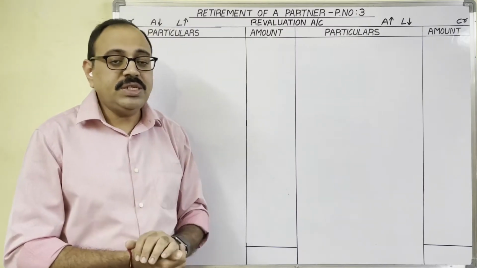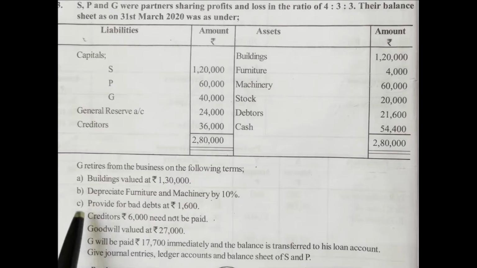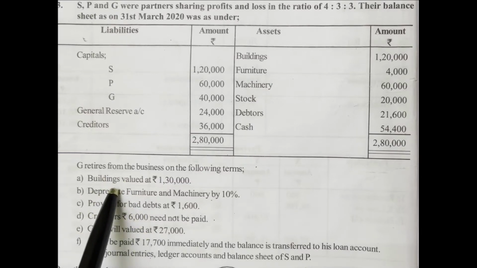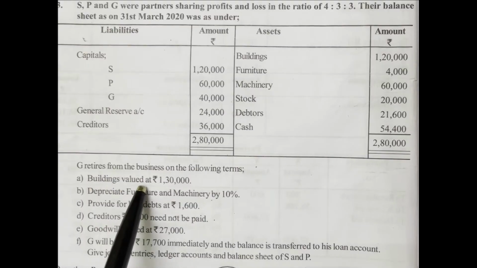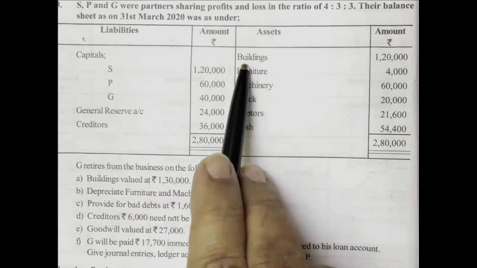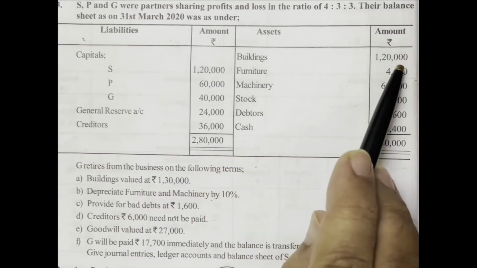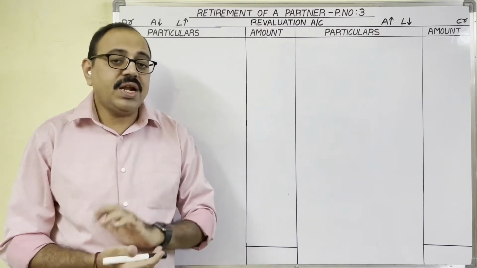Let us see the adjustments related to the revaluation account. A, B, C and D. These four adjustments are related to the revaluation account. See the first one. Buildings valued at 1,30,000 rupees. In the old balance sheet, building value is given as 1,20,000 rupees.